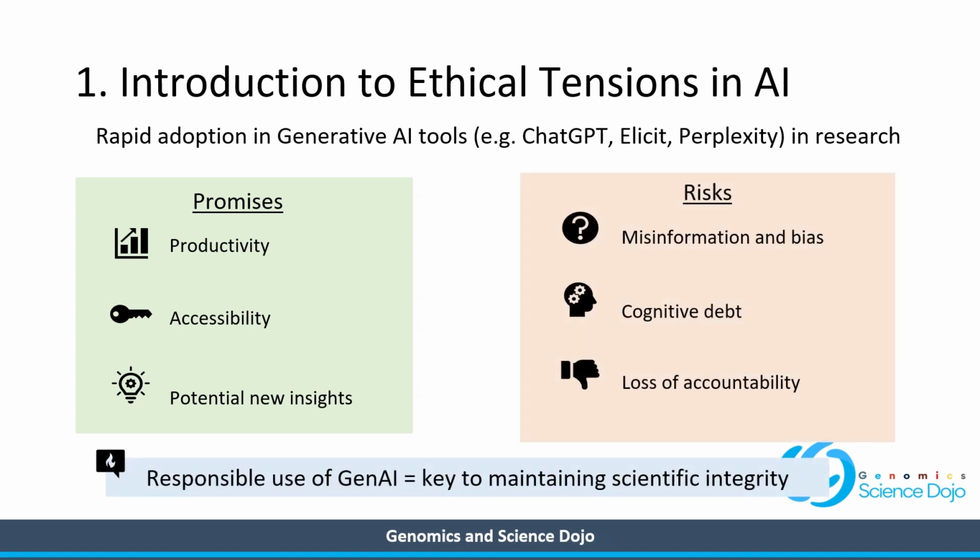But along with these promises, there are also risks involved when we are utilizing Gen AI for research. This includes misinformation, bias, cognitive debt, and loss of accountability too. So responsible use of Gen AI is key to maintaining scientific integrity, and we need to balance the promises that can be realized from the use of generative AI while minimizing all of the risks, which we will go through one by one in the later slides.